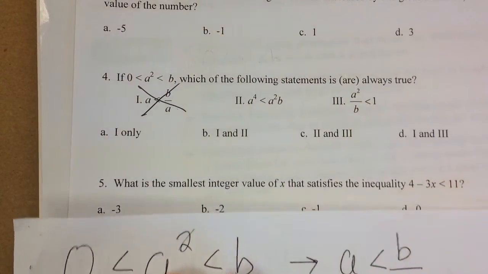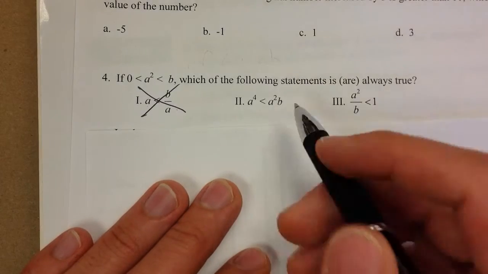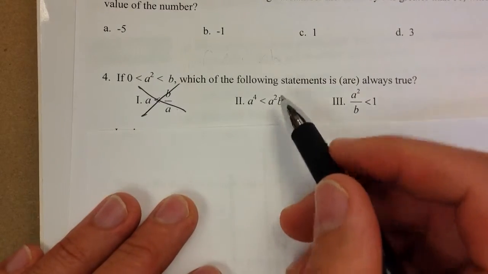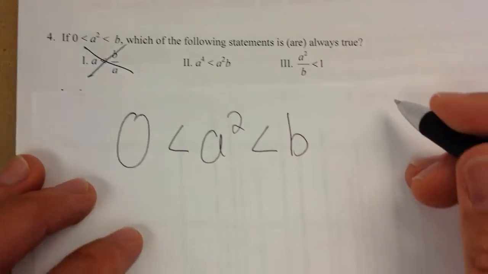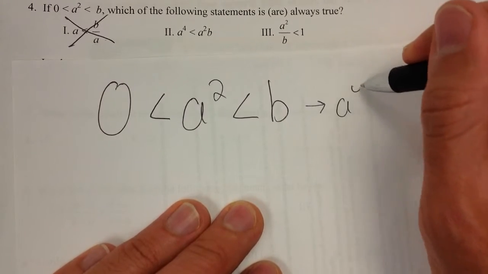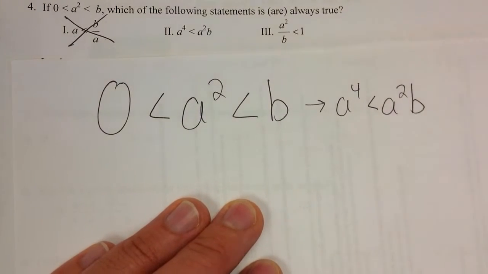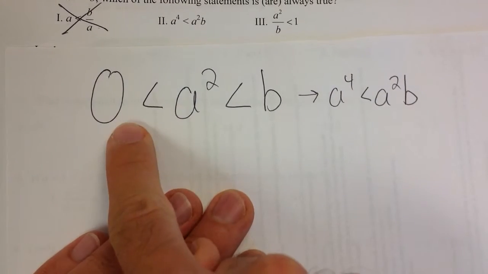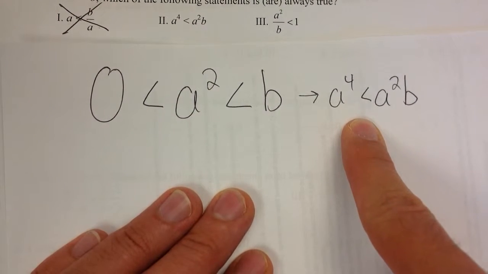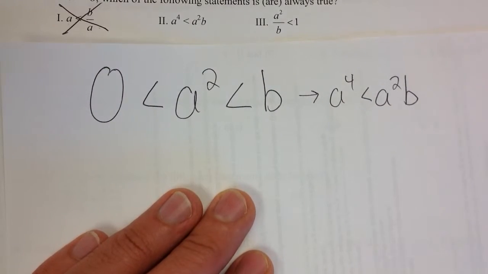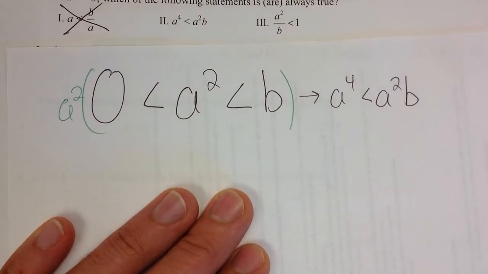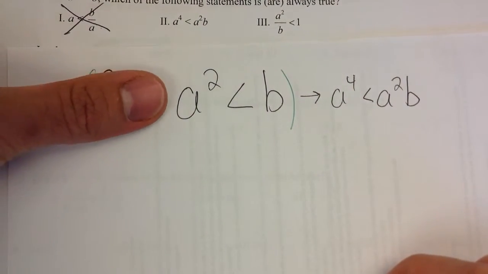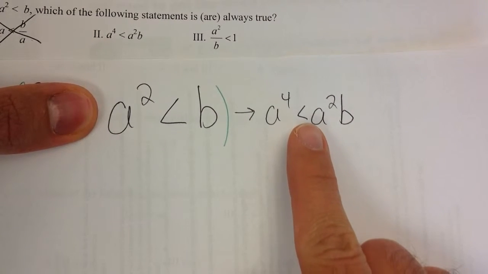Again, allow yourself to think. The next one, does a to the fourth have to be less than a squared times b? Again, how can you go from the original statement to a to the fourth is less than a squared b? Algebraically, what can you do to this to get to here? Multiply by? Excellent. Multiply everything by a squared. I love that you're thinking. Okay? Ignore the 0 part of it. We can see how we can algebraically get to this by multiplying by a squared.